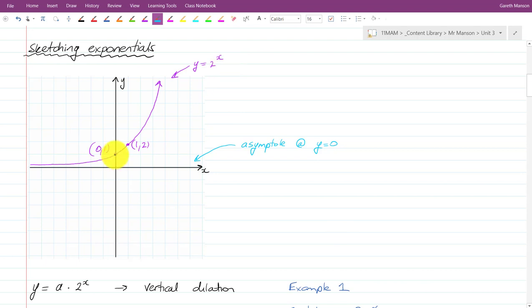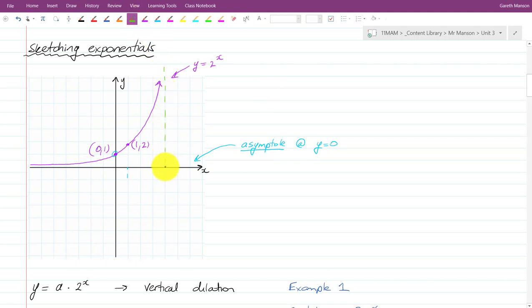At 0, this point here, when x is 0, y is 1, because 2 to the power of 0 equals 1. And when x is 1, y is 2. 2 to the power of 1 is 2, so on and so forth. It's not a perfectly accurate graph, but the point is made there. This has an asymptote at y equals 0. This is a horizontal asymptote. It does not have a vertical asymptote. It looks a little bit like it's got a vertical asymptote, but it doesn't.